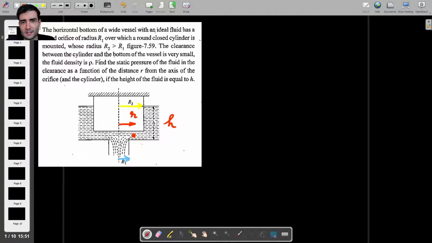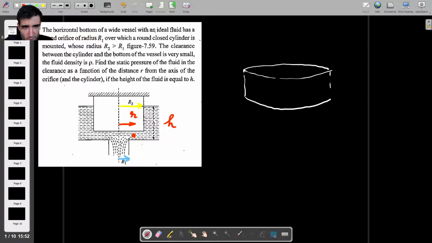To approach this, let's first understand how the liquid is flowing out. I'm going to draw a diagram which is essentially a cylinder, like a control volume. If we look at this section here, you can see that this is actually a cylinder seen from a two-dimensional perspective, and if we tilt that slightly, we're going to see this drawing here on the right.